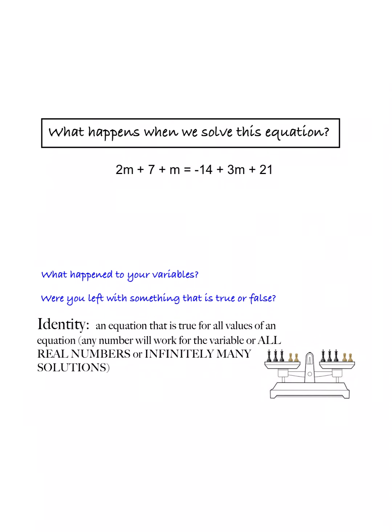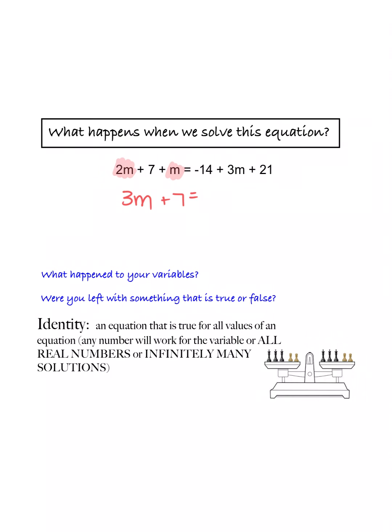So when we're looking here, we want to know what happens when we solve this equation. So this looks like equations that we've done in the past. 2m plus 7 plus m equals negative 14 plus 3m plus 21. So we want to combine like terms. So on the left side, I have 2m and m as like terms. So I know 2m plus m is 3m. I still have that plus 7 equals.